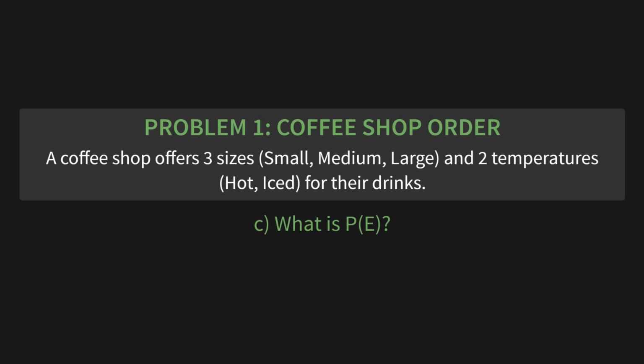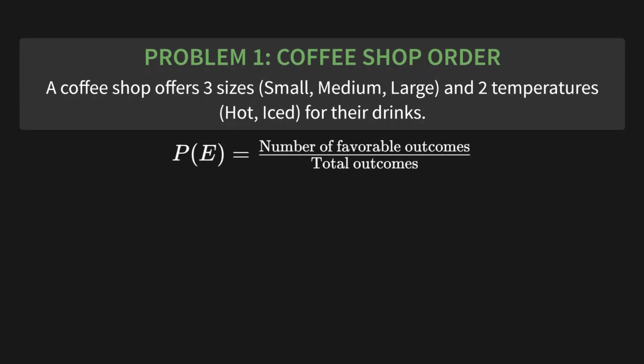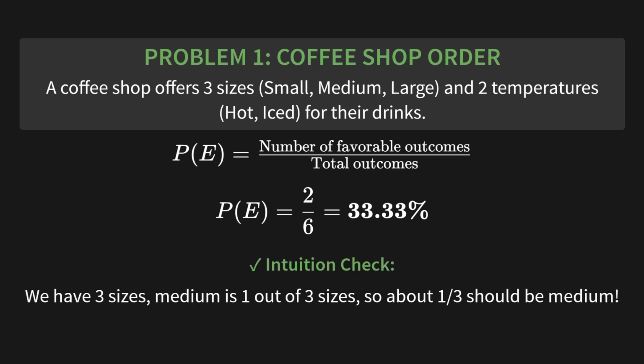What is P of E? Here's that fundamental probability formula. We've got 2 favorable outcomes, the medium drinks, and 6 total outcomes in our sample space. So, what's the probability? We've got 2 favorable outcomes out of 6 total. That gives us 1/3, about 33%. This makes perfect intuitive sense. We have 3 sizes, and medium is just one of them, so naturally, about 1/3 of all orders should be medium.